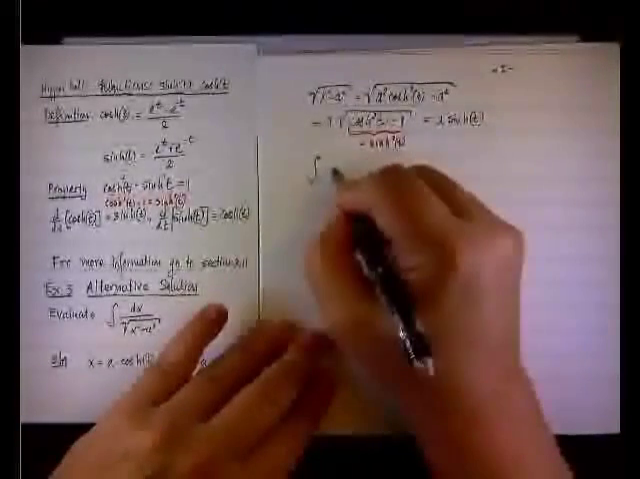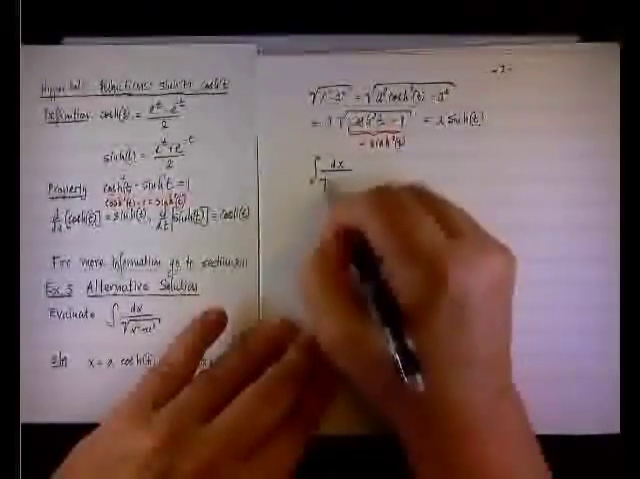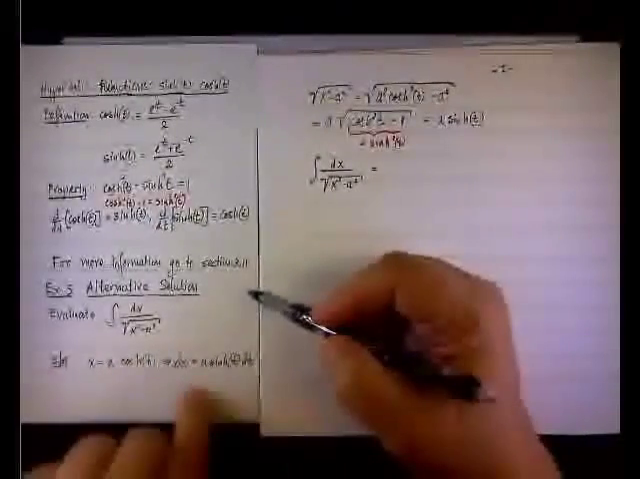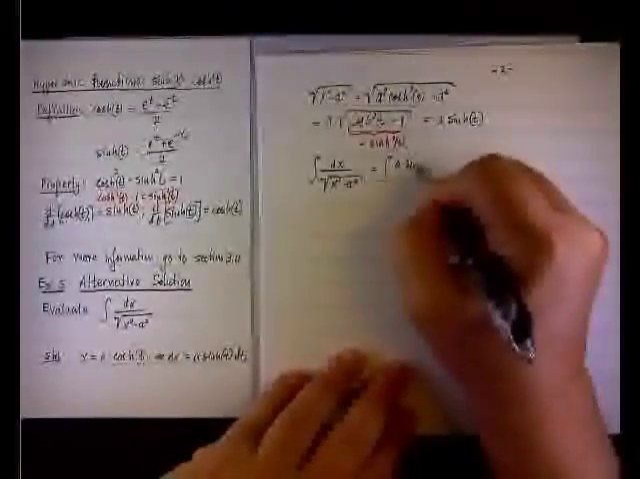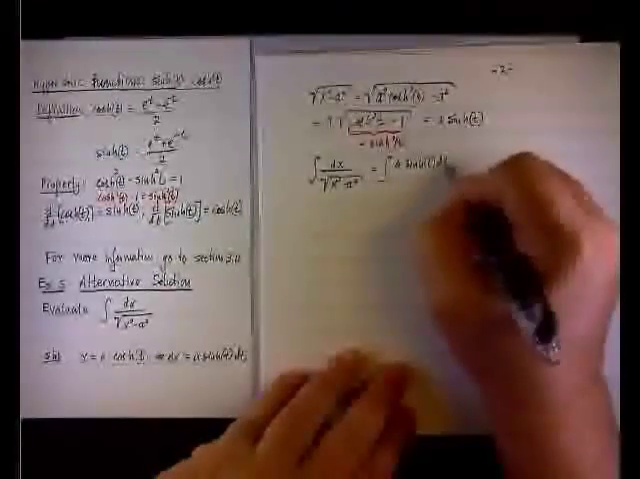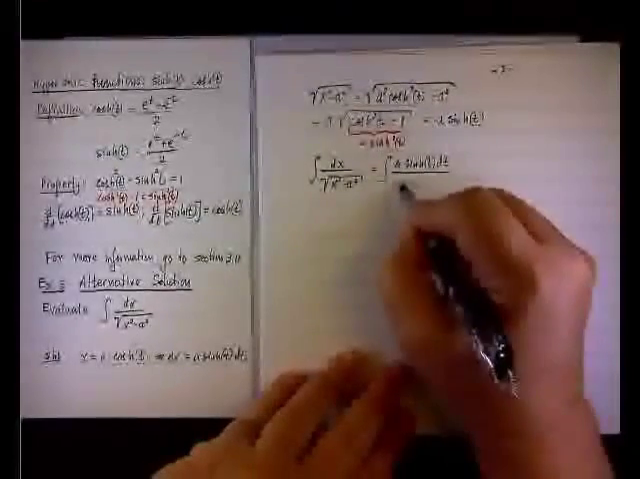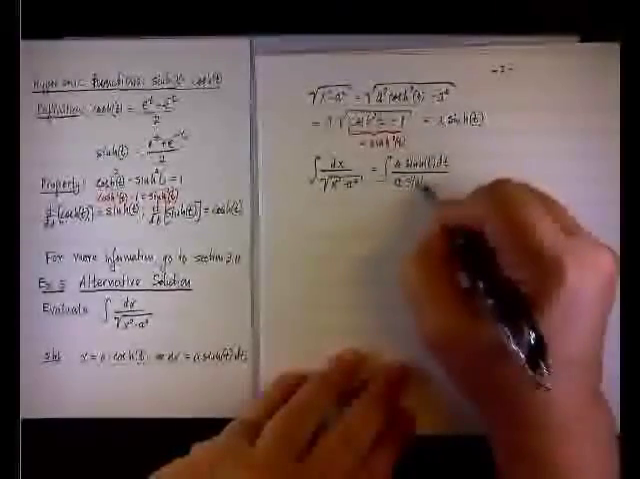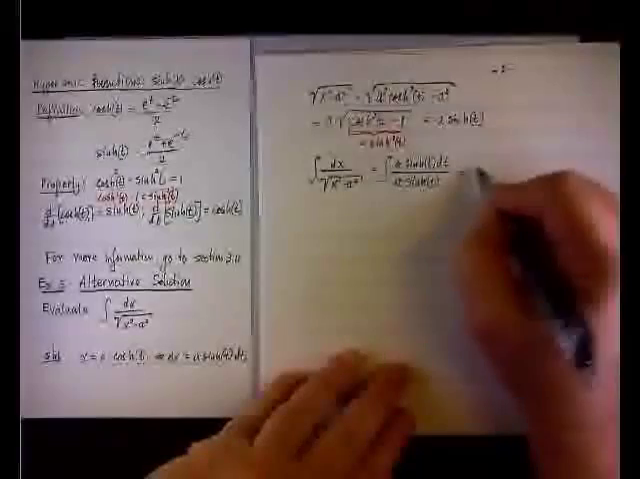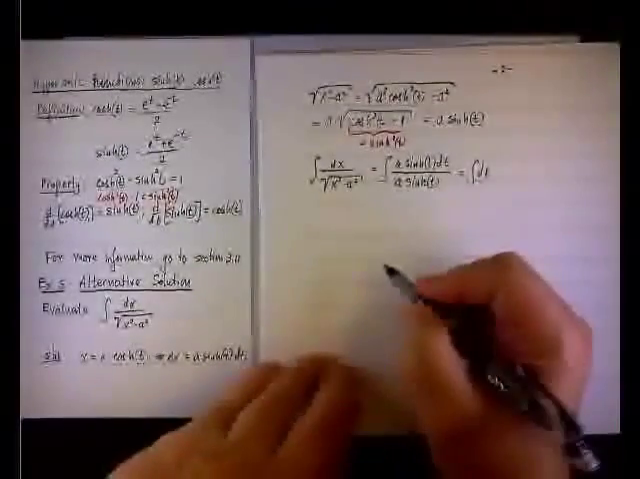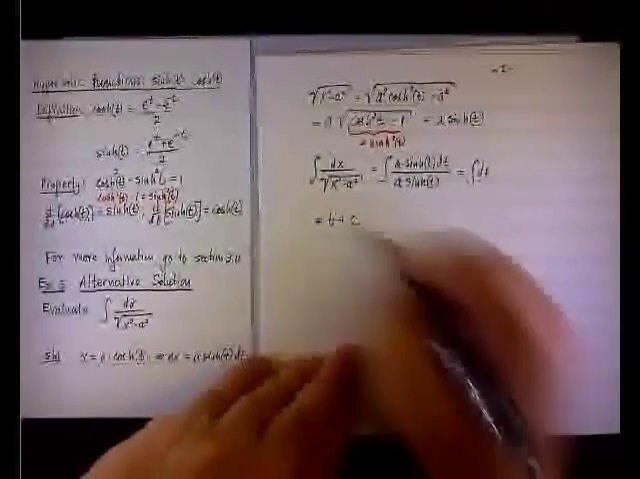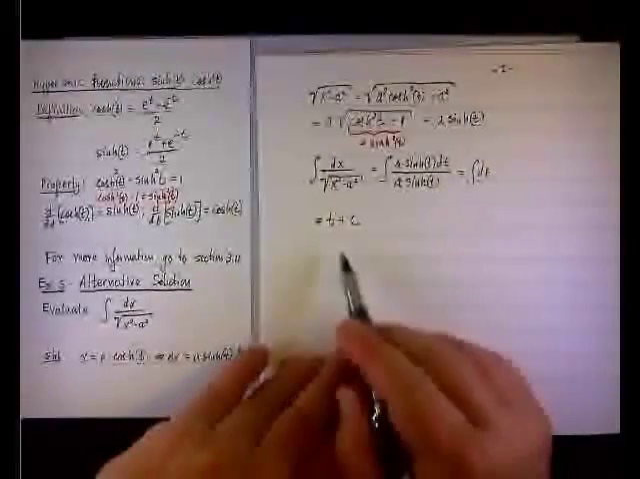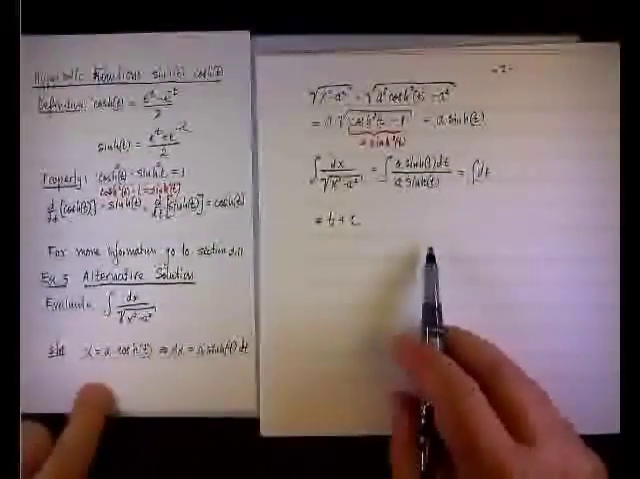Now go back to the integral that we started, dx over the square root of x squared minus a squared. dx is a sine hyperbolic dt, and the denominator is a sine hyperbolic. And this is lovely because what we end up having is the integral of dt. And of course, the integral of dt is t plus c. So the only thing left is to replace t.